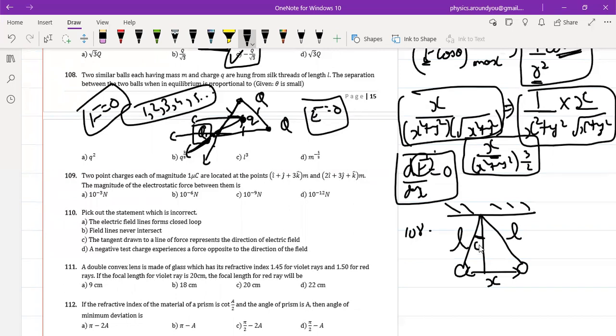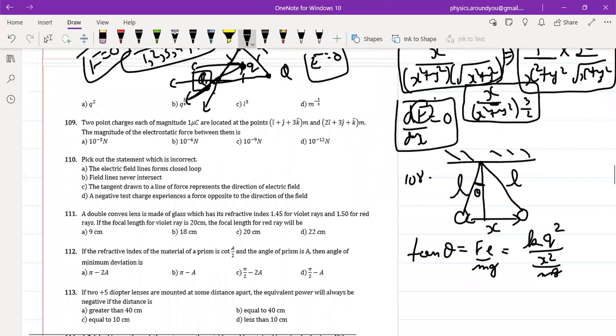So I can assume even this angle is small. I'll call this theta. Earlier I gave you a trick. Tan theta is Fe by mg. So what is Fe? Fe is kq square by x square, divided by mg. So this is what it is. Further, what is tan theta? Tan of this angle is this distance by this distance. But if theta is very small, I can say that this perpendicular distance is almost equal to the hypotenuse. Therefore, tan theta is equal to x by L.